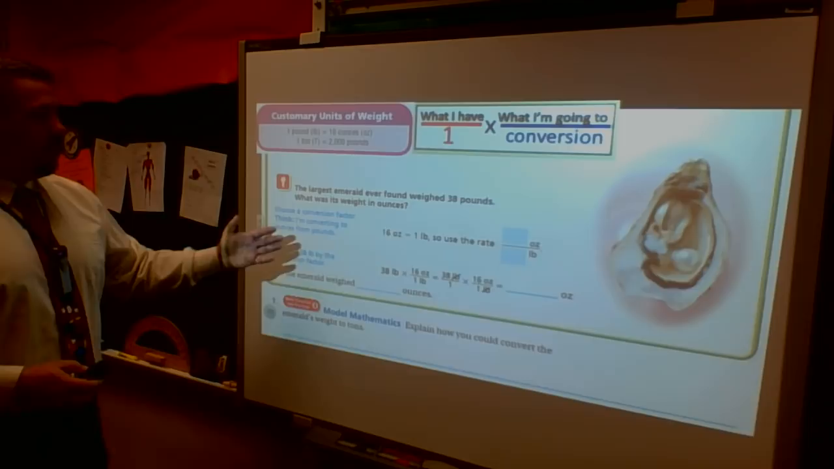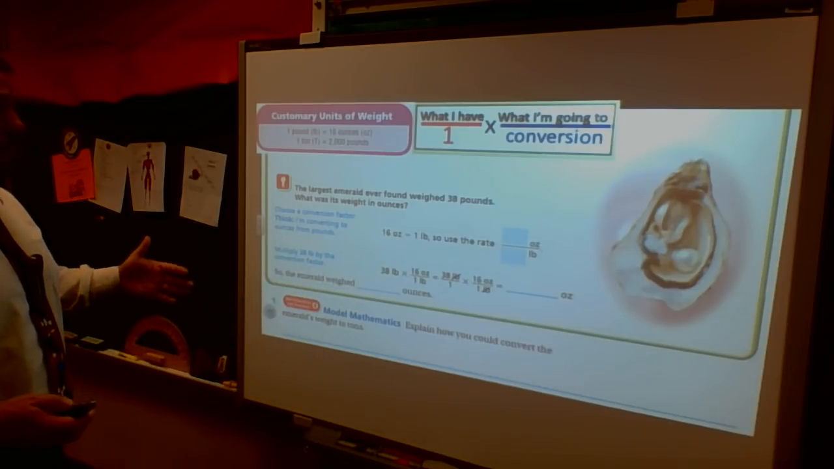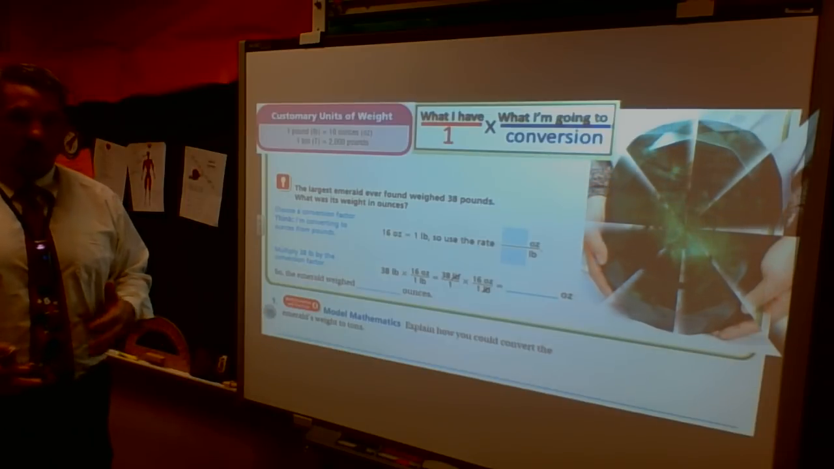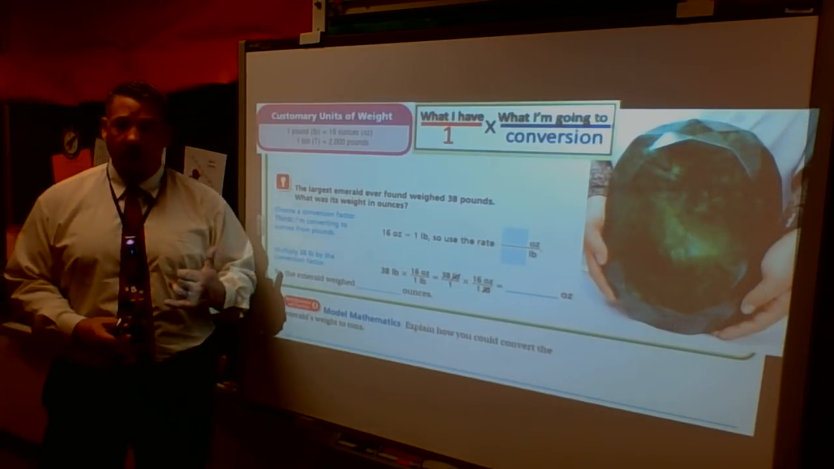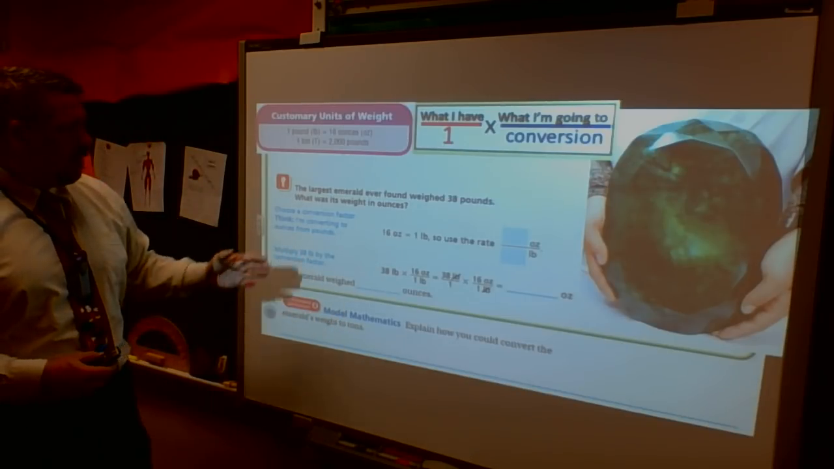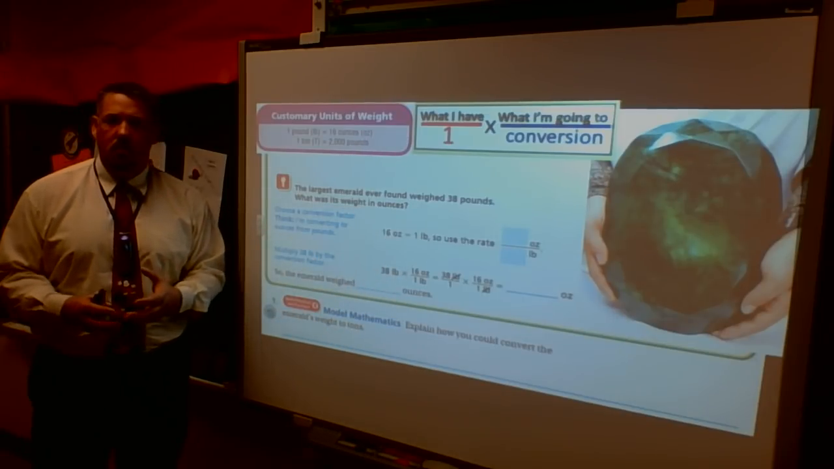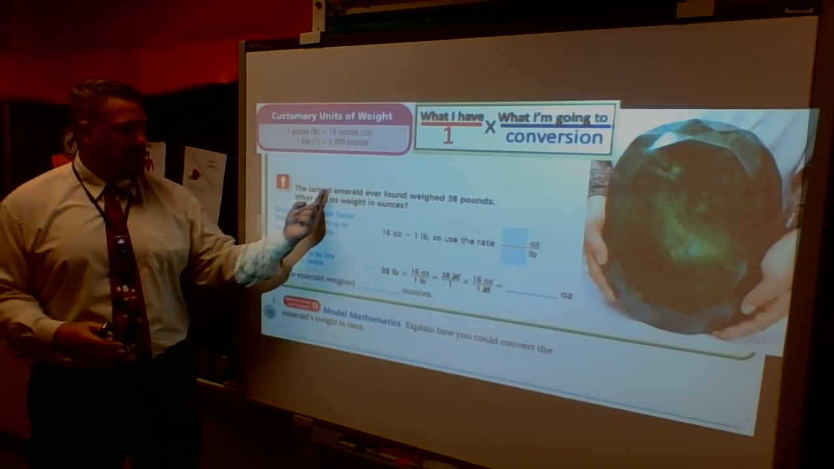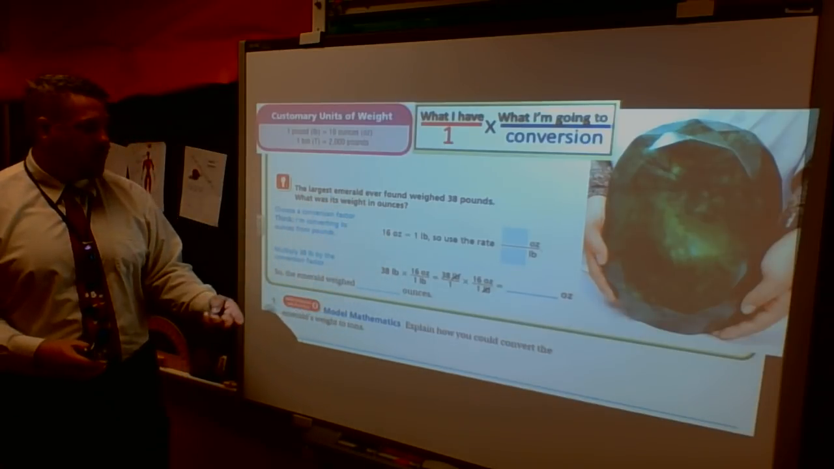Well, if I go to this idea, but instead of a pearl, I'm going to talk about an emerald. This emerald is a green rock that is crystal-like, and therefore it's translucent and allows light to go through it. The largest emerald ever found weighed 38 pounds. So now I'm going to go from pounds, but it says, what was that weighed in ounces? So I'm going to go in the opposite direction.